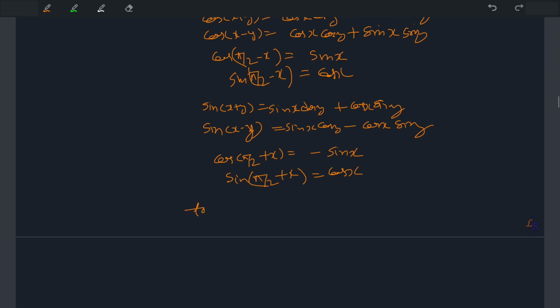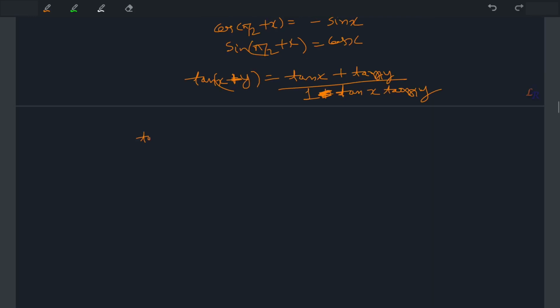And about tan x, similarly we can have tan x plus y. Let's say tan x plus y, then we can have tan x plus tan y divided by 1 minus tan x tan y, right? Similarly, you can write for tan x minus y, which can be written as tan x minus tan y upon 1 plus tan x tan y.